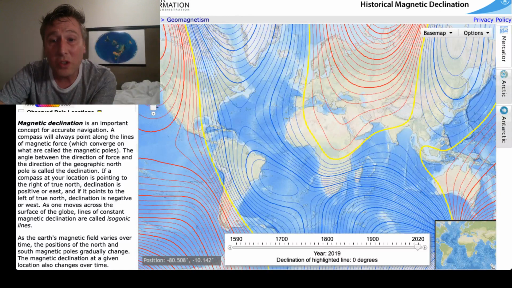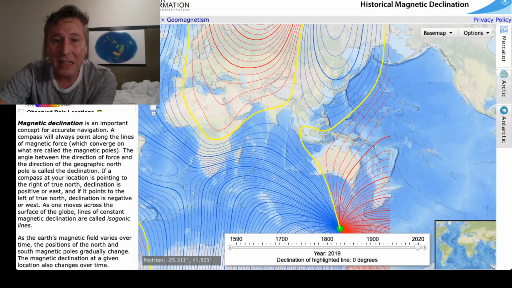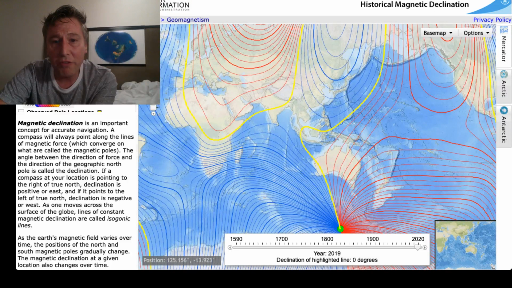Now I want you to bring your attention, in fact I'm going to move the map and center this region off the coast of Thailand and Malaysia. And I want you to notice that interesting little quirky kink in that yellow line.